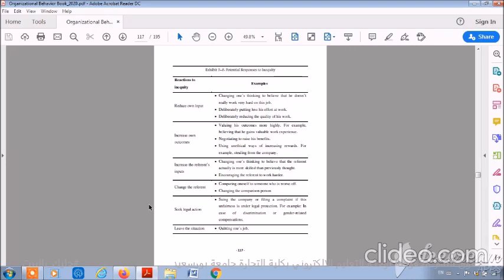The last reaction is leave the situation, like quitting one's job.